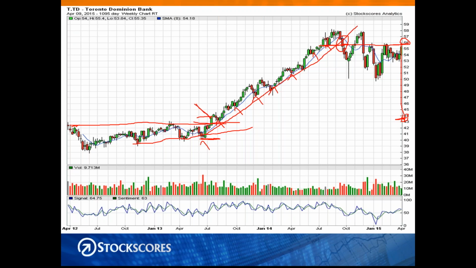Breakout through resistance from a good pattern, that's our buy signal. Break of the upward trend line through support, that was our sell signal. Buy at 44, sell at 56. And since that time, TD Bank has been dead money. It's been going sideways for the last 4 or 5 months.